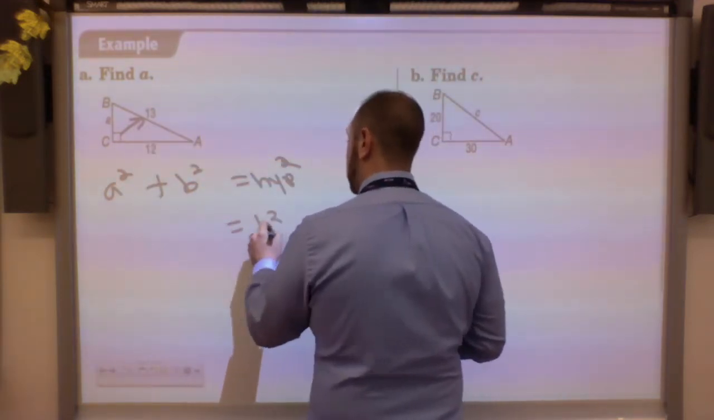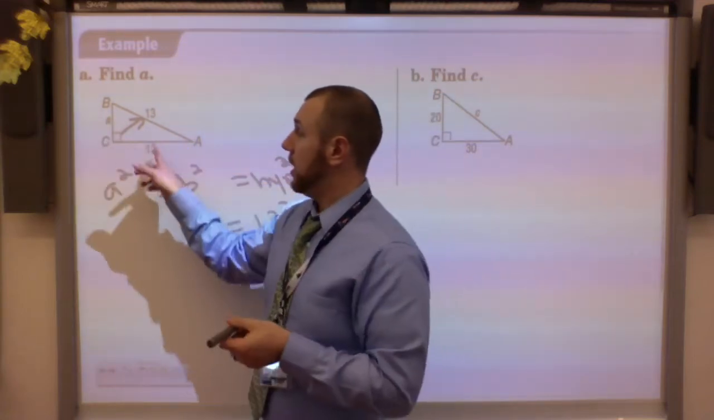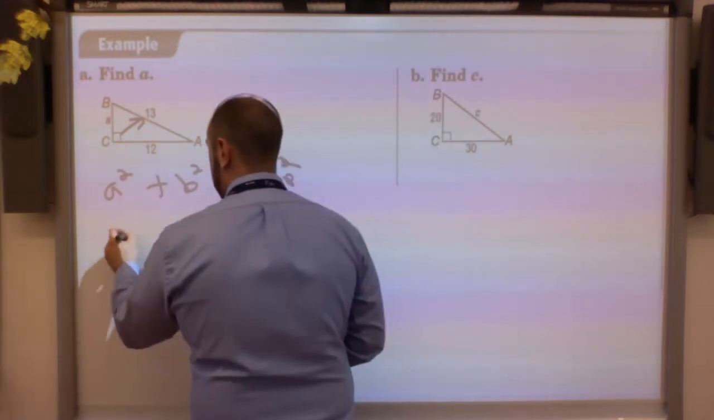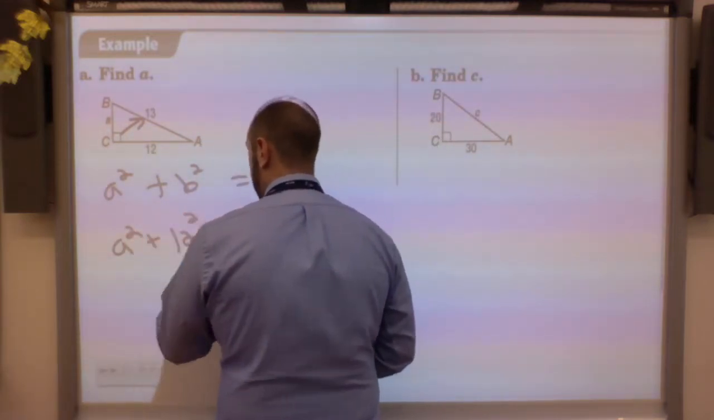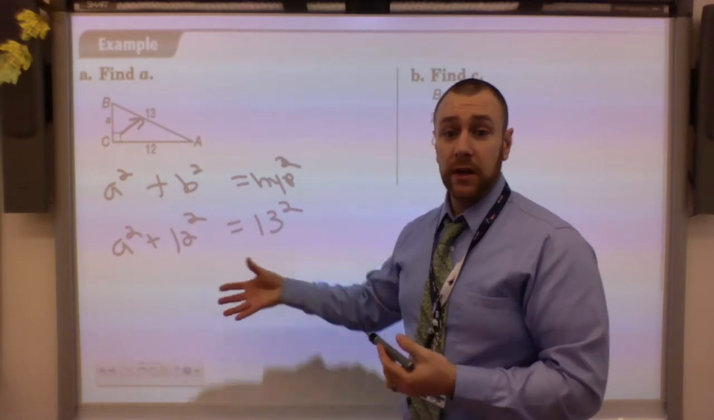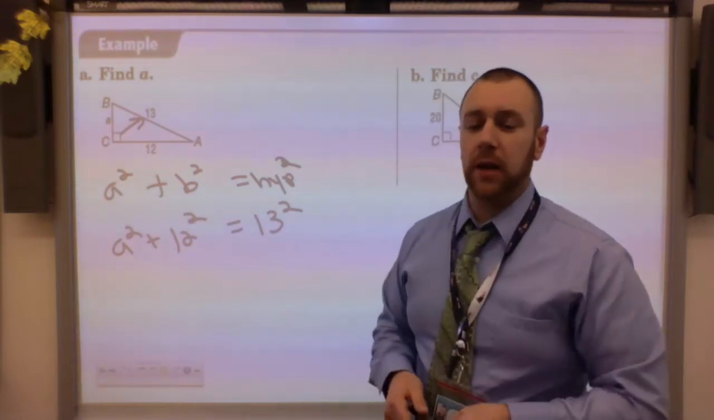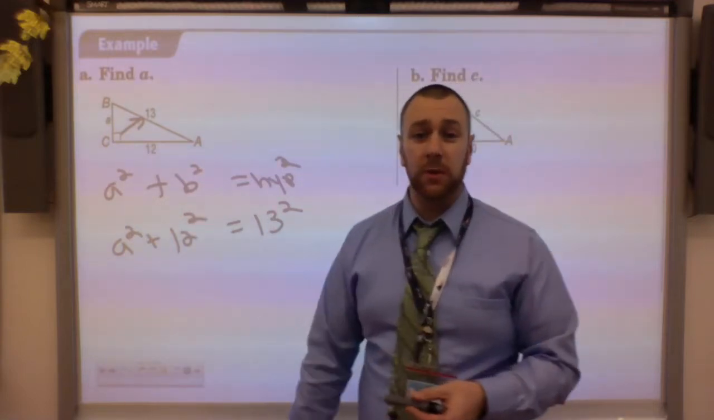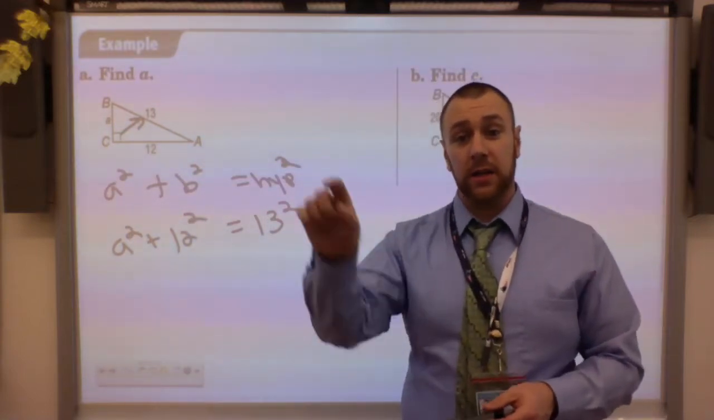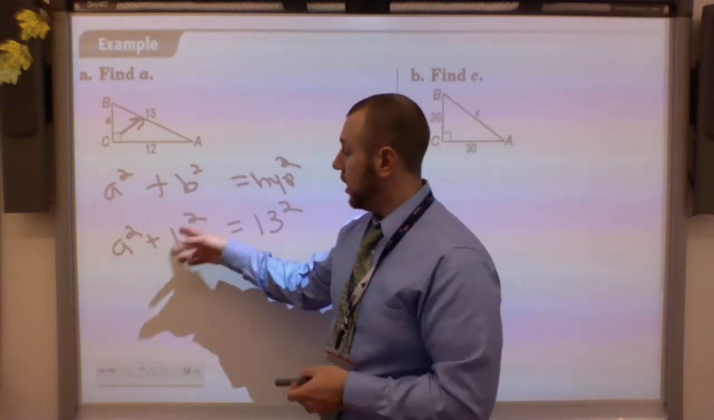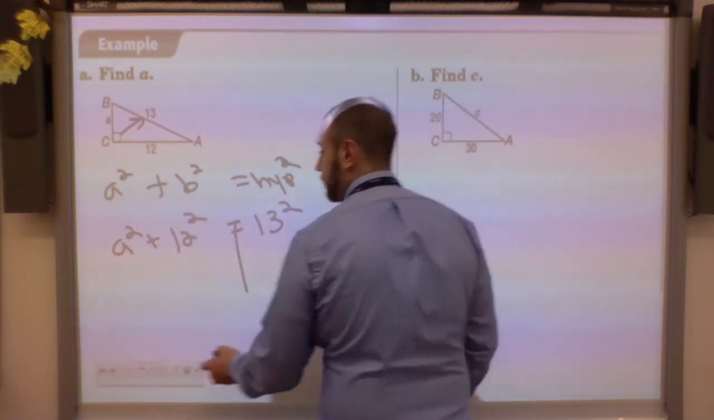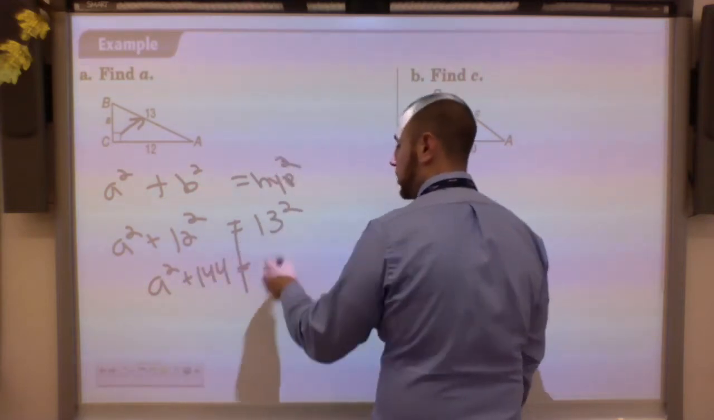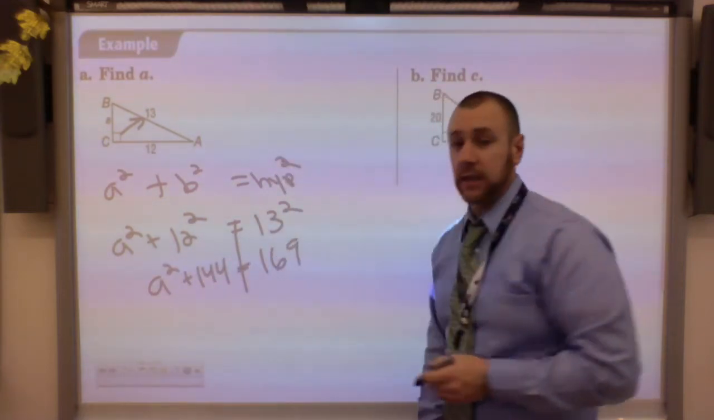So that 13 is the hypotenuse, so it's going to be 13 squared. And then it doesn't matter what these other two things are. It only matters about 13. So I'm going to write a squared plus 12 squared. Now I square them both. You might remember squaring it as multiplying it by itself, so 12 times 12. There's also a button on your calculator, that's the x caret 2, and you can square. So a squared plus 144 equals 13 squared, 169.